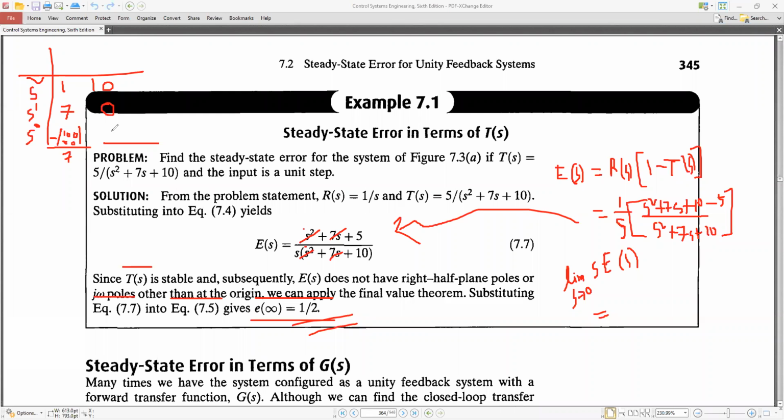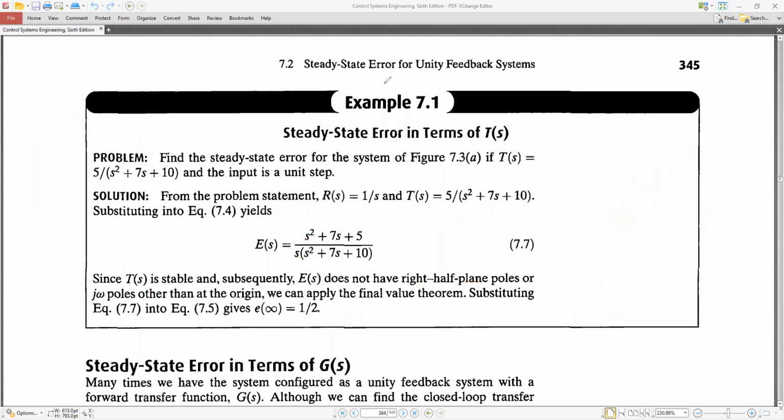At the same, minus 57, that would be 0, 0. So here all the values are 0. So no sign change. Since there is no sign change in the first column, it is a stable system. So if it is stable, then it does not have right half plane poles or j omega poles other than that at the origin. Okay, like this. So this is the 7.1.